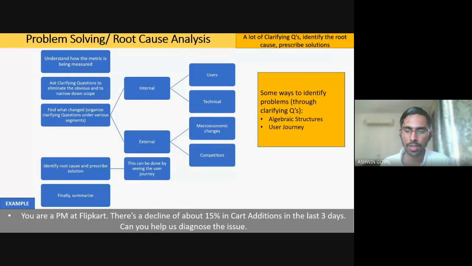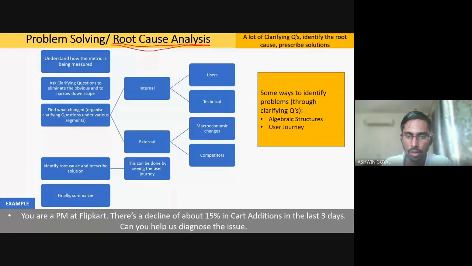Okay, so this was metrics. Now we come to root cause analysis. So this is basically problem solving, right? Let me give you an example first. You are a PM at Flipkart. There's a decline of about 15% in cart additions in the last 3 days. Help us diagnose the issue, right? So in such a question, you just need to diagnose the issue and find the root cause.